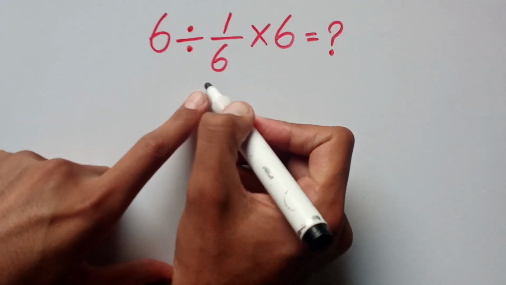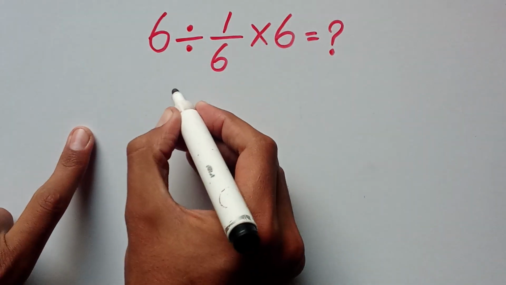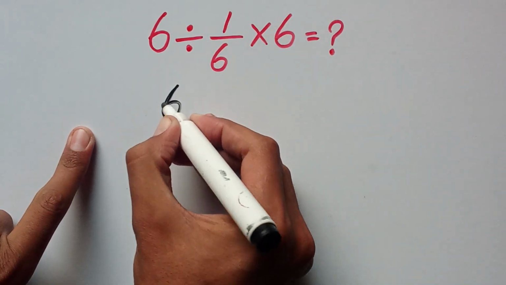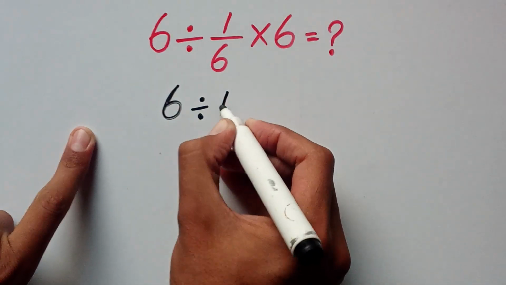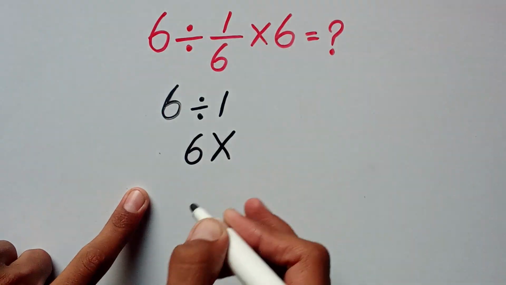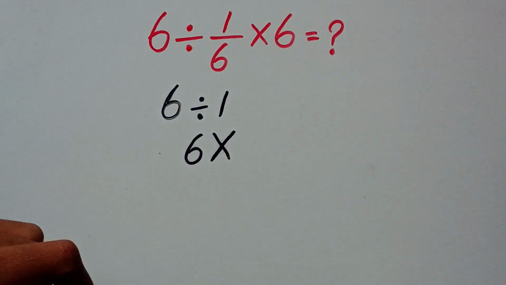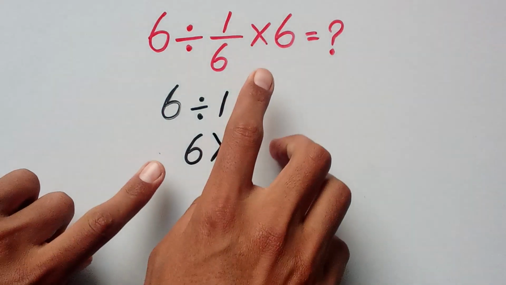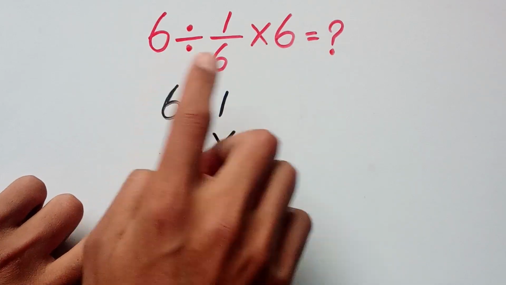Most people solve this question by this wrong method. They cancel 6 and 6 and write 6 divided by 1, which equals 6, but this answer is absolutely wrong, because of the order of operations, first we solve this division.